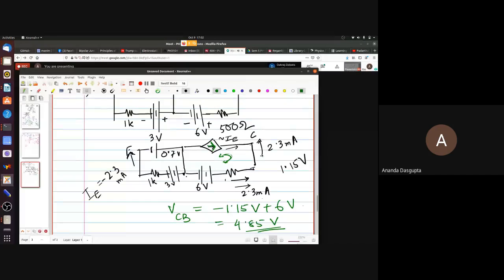IC, again, by convention, IC flows in. But IC, remember, is minus IE. Well, actually, it's minus alpha IE. So alpha is nearly 1. So it's plus 2.3 milliamperes.